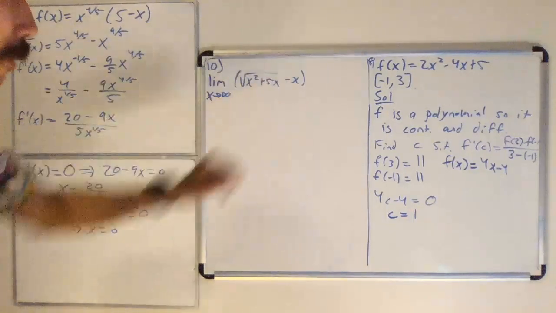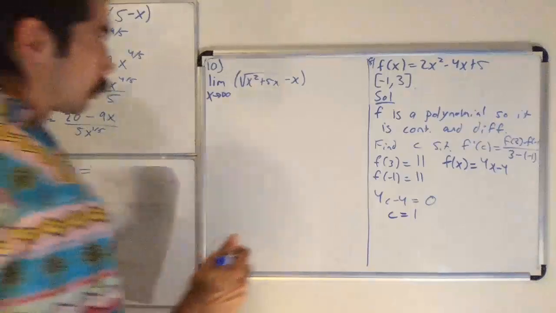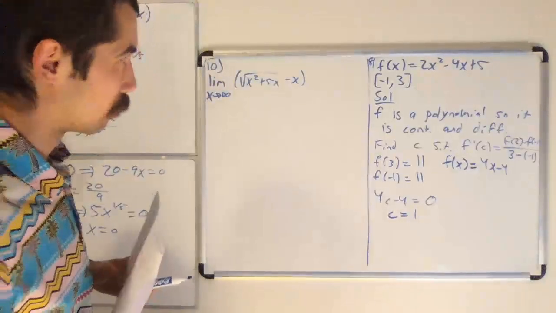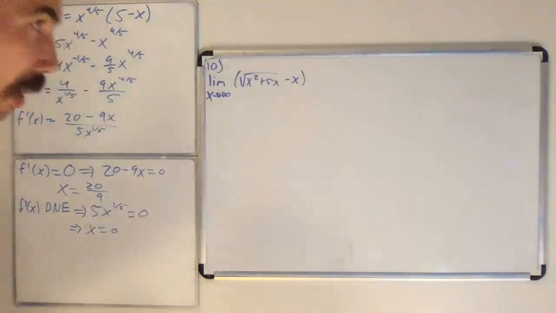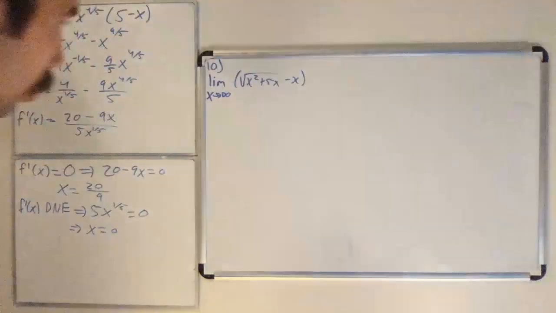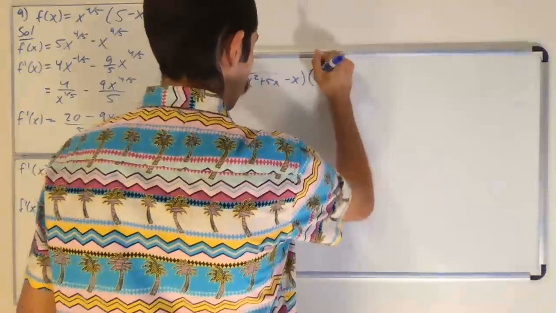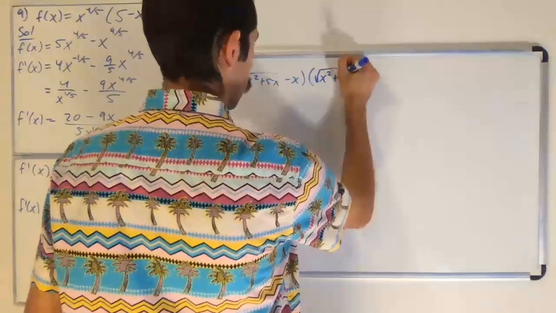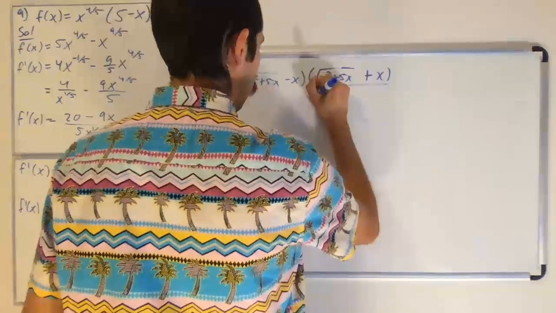So the way we deal with these square roots is we multiply by the conjugate. We might need a little bit more space on this one. And seeing as the next question is a very long question, I'll just use this whole board and then we'll erase it all when we get to the next question. So multiply by the conjugate. That's the square root of x squared plus 5x plus x over itself.